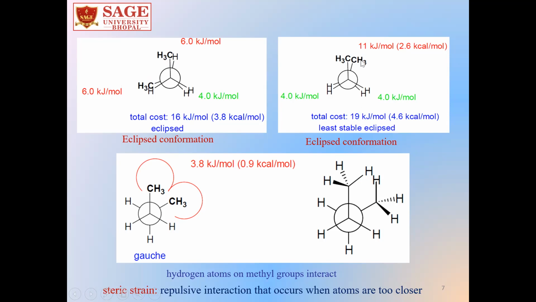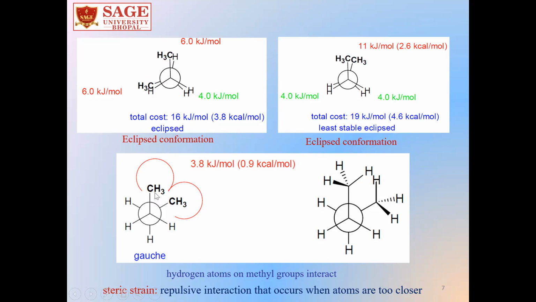When both the methyl groups are eclipsed, the rotational barrier will be 11 kilojoule per mole. For hydrogen it is again 4, and here also hydrogen it is 4. So 4 plus 4 plus 11, the total cost will be 19 kilojoule.